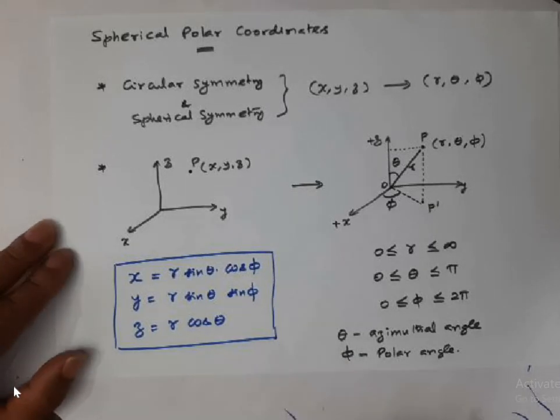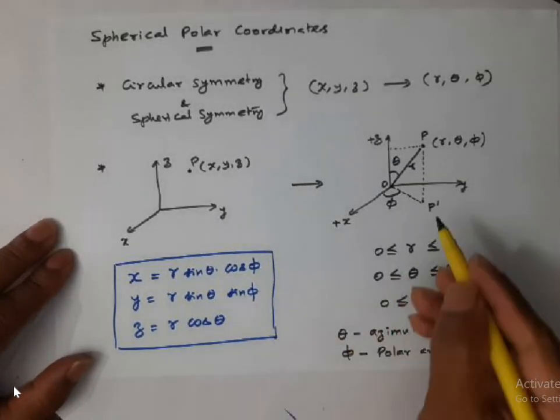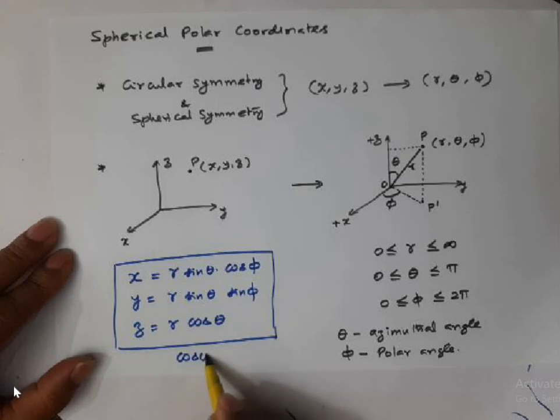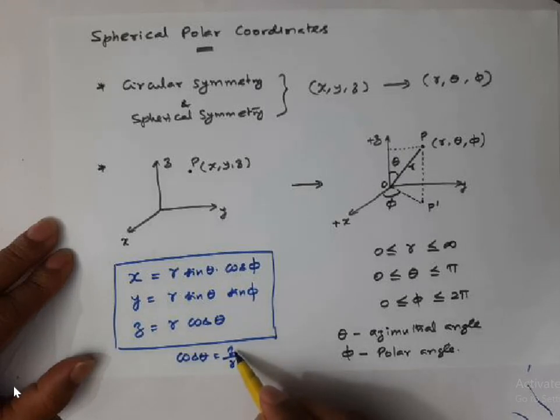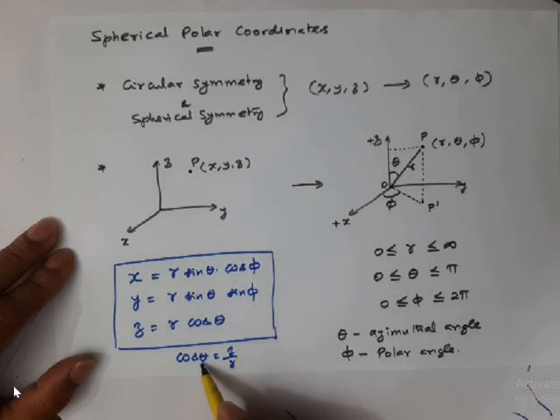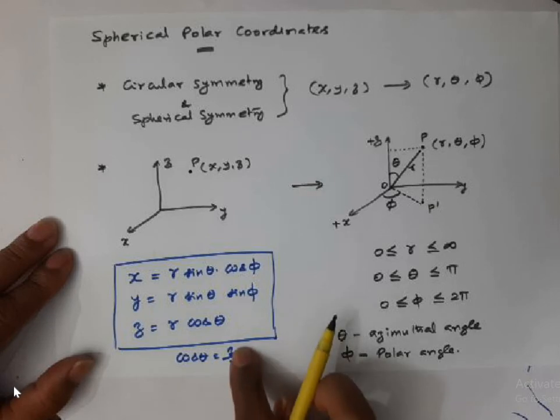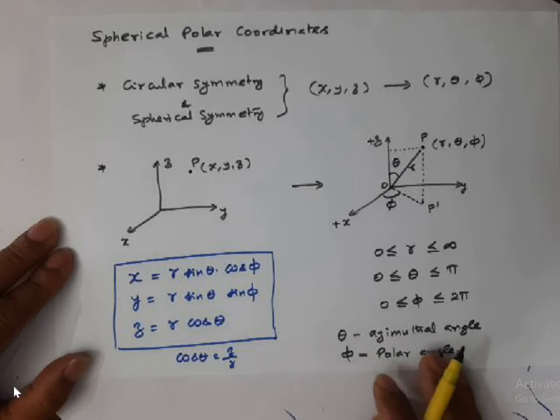Then here, since cos theta is equal to z by r, if you know z and r, you can find theta, right? Or if you know theta and one of these components, you can find the other component. Keep this in mind, very, very important.